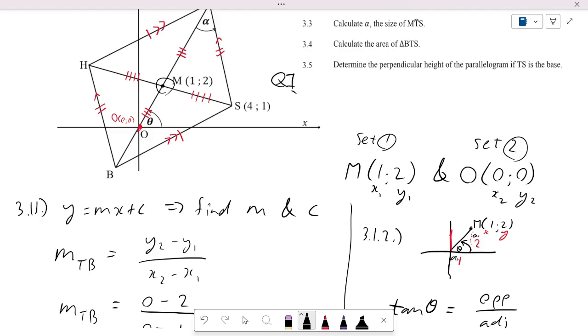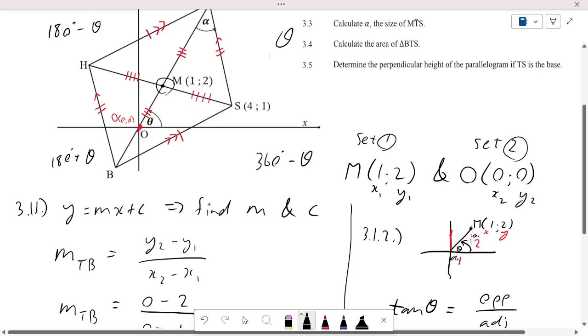So therefore, we know that quadrant 1 is just going to be theta on its own. If it was in quadrant 2, you would say 180 degrees minus theta. If it was in quadrant 3, then it would be 180 degrees plus theta, or it would be 360 degrees minus theta in the fourth quadrant.